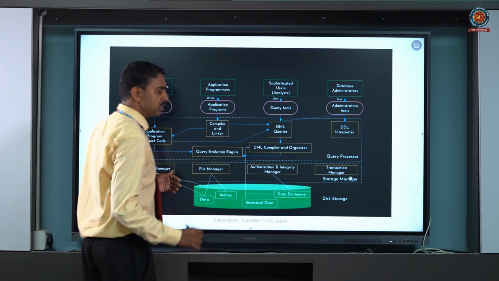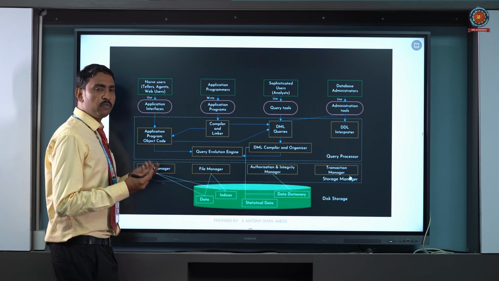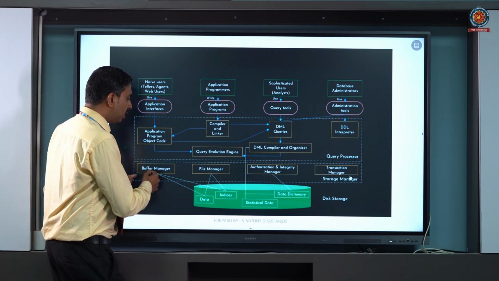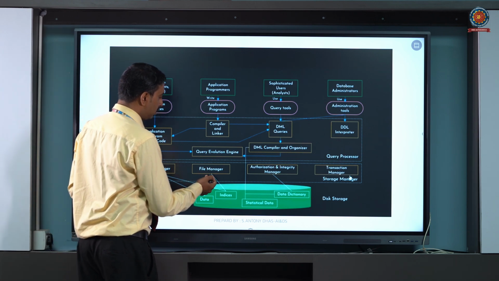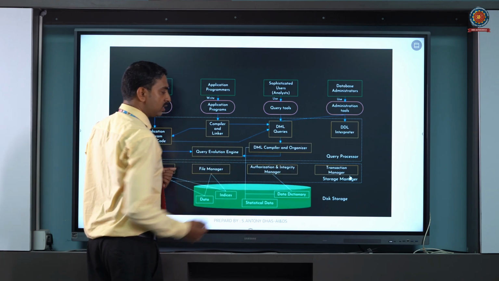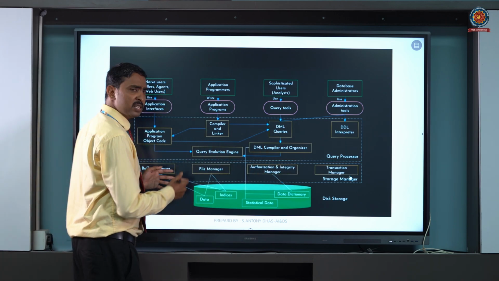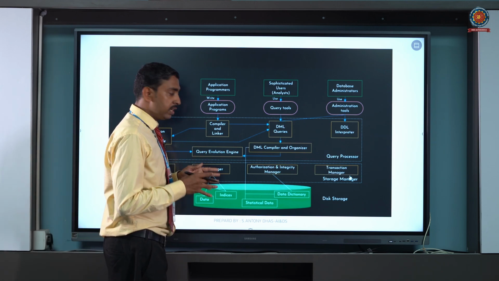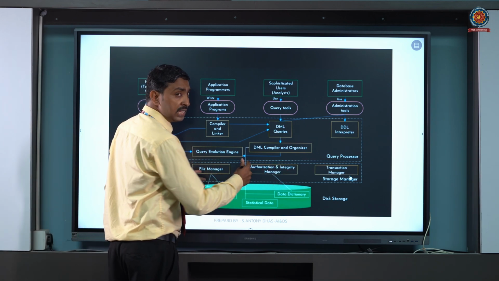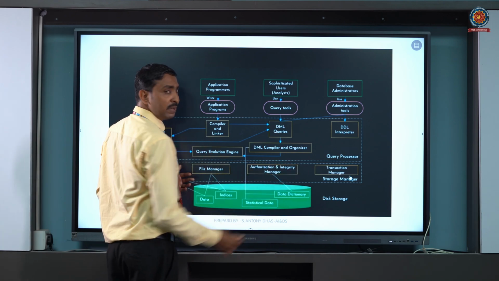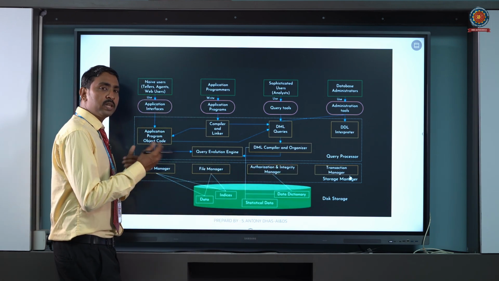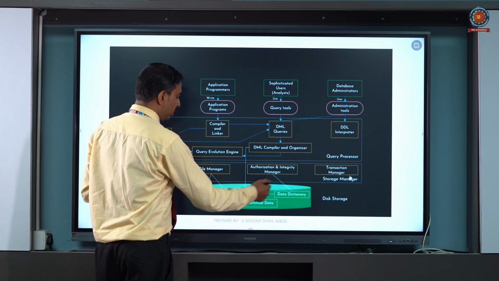Next one is the storage manager. The storage manager is used for storing the data. In the storage manager, there are the buffer manager, file manager, authorization and integrity, and transaction manager. The buffer manager temporarily keeps the data, and the file manager saves the data. Authorization and integrity set the privileges. The transaction manager checks the transactions. Next one is the disk storage.